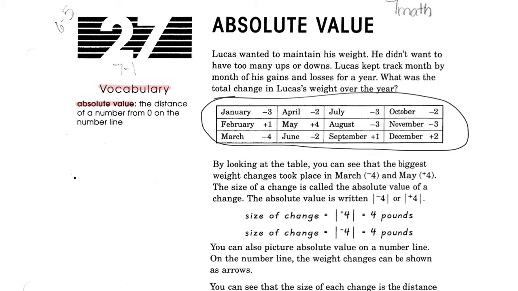The size of a change is called the absolute value of a change. The absolute value is written with two straight lines around the number. So that is, the absolute value of -3, or the absolute value of +4. So the size of change, the absolute value of +4, is 4 pounds. Size of change equals the absolute value of -4 equals 4 pounds. So it's just the distance from zero. It does not matter if it's positive or negative. It's the distance from zero.